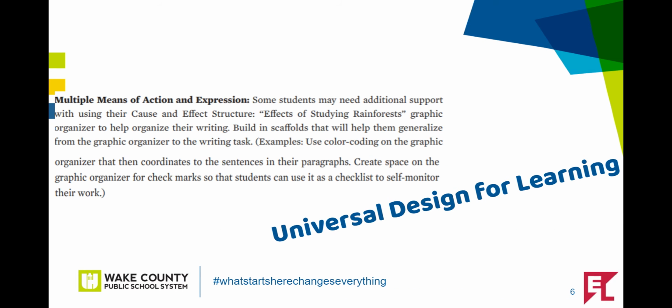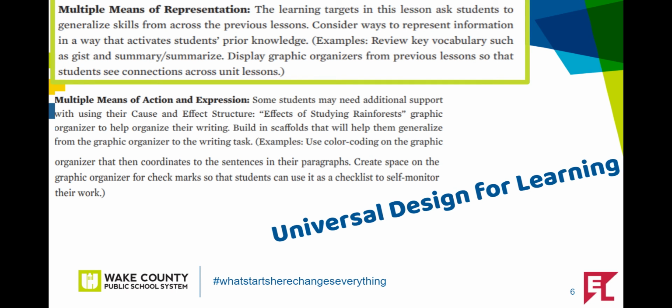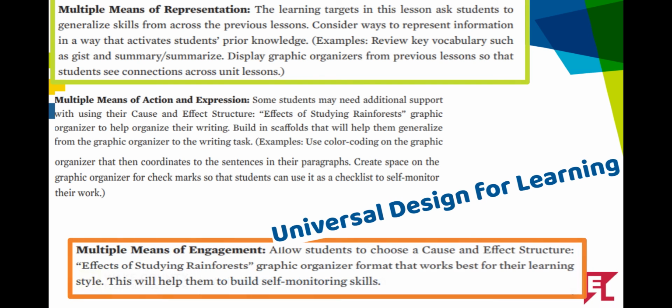Universal Design for Learning is a way of thinking about teaching and learning that helps give all students an equal opportunity to succeed. Consider ways to represent information in a way that activates students' prior knowledge. For example, review key vocabulary such as gist, summary, and summarize. Display graphic organizers from previous lessons so students see connections across units.